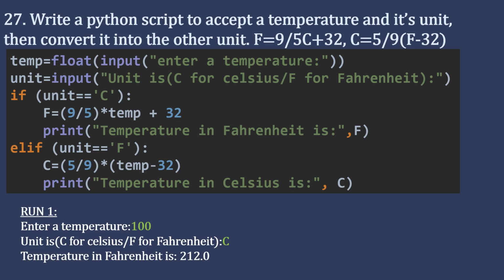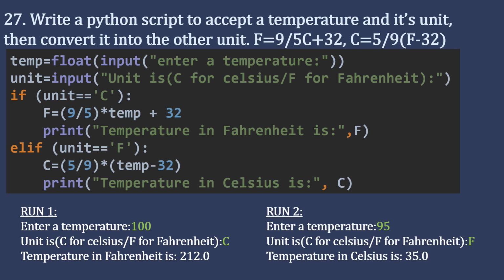So once you run the program, let's say the entered temperature is 100 and the unit is C, then it will print the temperature in Fahrenheit is 212. In the second run, let's say the entered temperature is 95 and its unit is F, then it will print temperature in Celsius is 35.